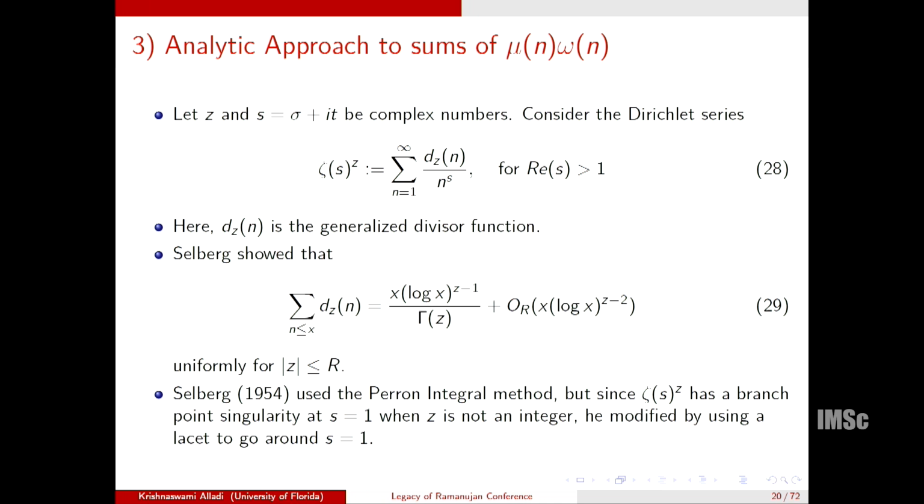But the only difference is that since z is a complex number, zeta(s)^z has a branch point. So it's not a pole, and you can't just go around it; you've got to do a loop. And when you do a loop, it turns out that you get the Hankel contour for the gamma function, and that's how you end up with gamma(z) at the bottom. So this is Selberg's result, and it's uniform in any bounded circle, absolute value of z less than or equal to R.